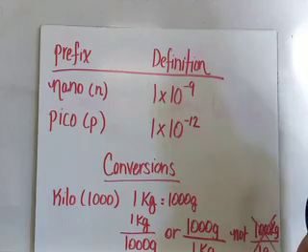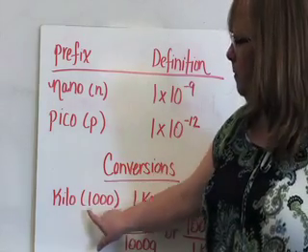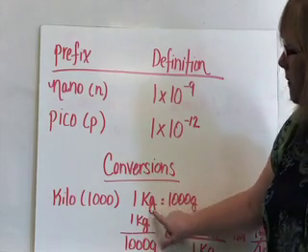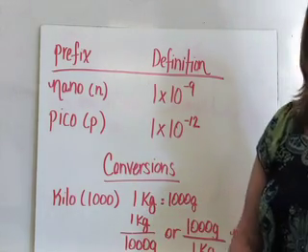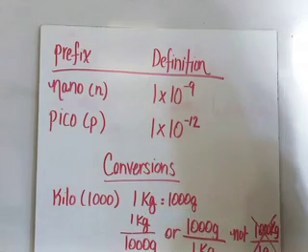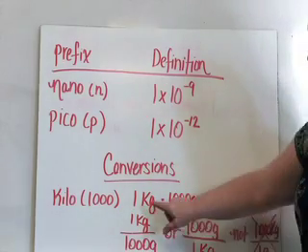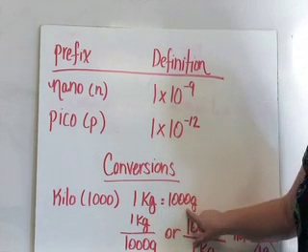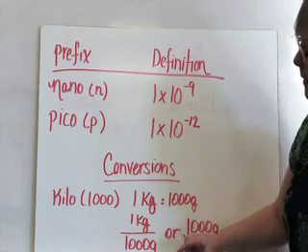So let's go ahead and put the prefix kilo, remember, it means 1,000, in front of the unit gram. So kilogram. So a kilogram is 1,000 grams. That is what we call an equivalence. A kilogram equals 1,000 grams. And we can write it like this.